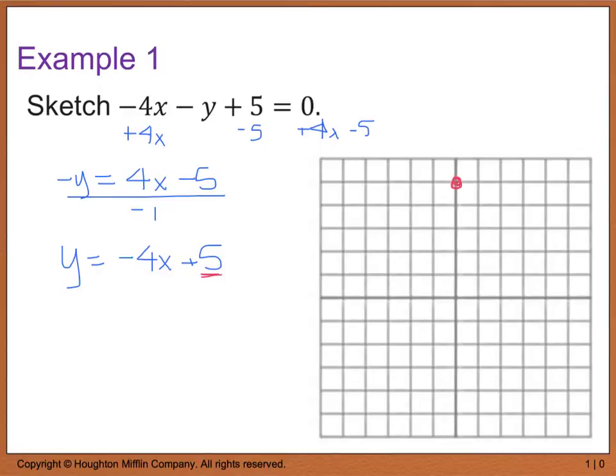My slope is negative 4, so I'm going to go 4 units down, 1 unit over. 4 units down, 1 unit over. And I've got enough points now to where I can graph this by connecting the points. And I now have a graph or a sketch of my equation negative 4x minus y plus 5 equals 0.